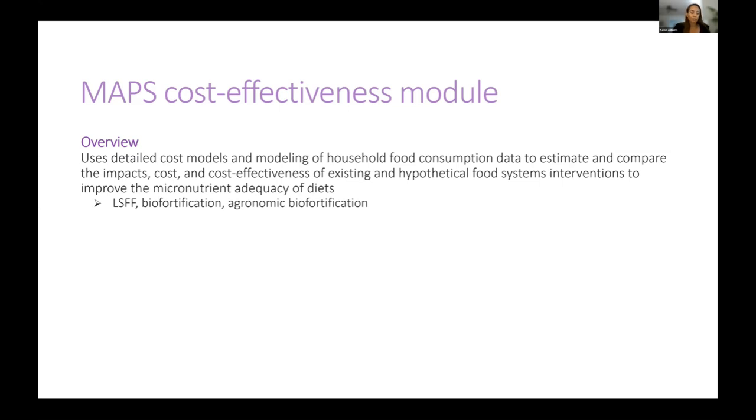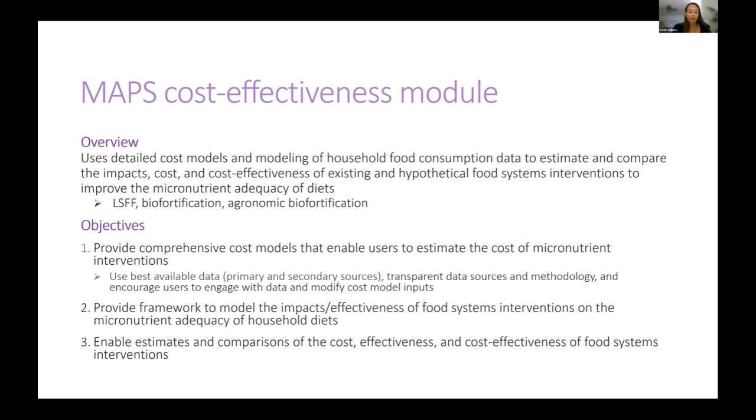And what we're trying to achieve with the cost effectiveness module of the MAPS tool is first to provide a collection of comprehensive cost models that enable users to estimate the cost of micronutrient interventions. And in doing so, we are pre-populating those cost models with the best available primary and secondary data. We are ensuring that we're transparent about data sources and methodology. And we've built a user interface that we hope encourages users to really engage with the cost data and modify cost model inputs so that the cost estimates ultimately reflect the reality in their context.